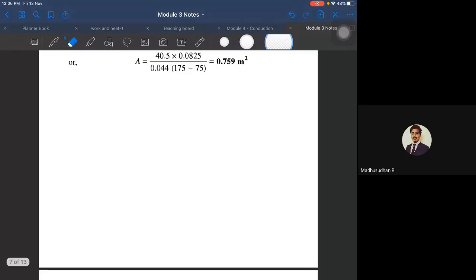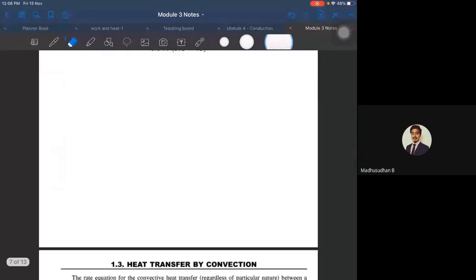This is the conduction, the radiation concepts, and combined transfer.